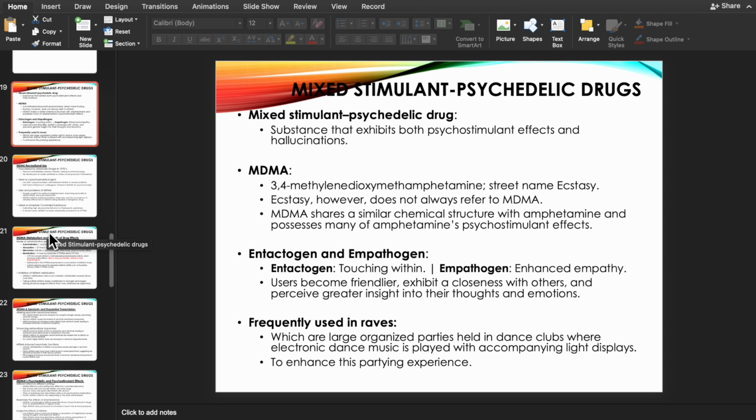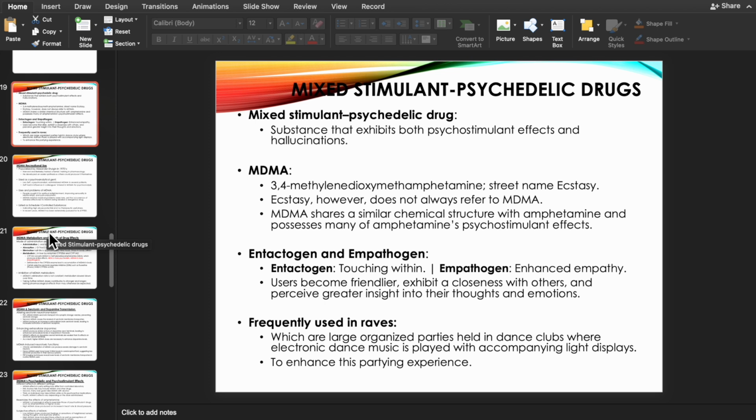So methylenedioxymethamphetamine, try saying that fast three times. This is MDMA, and it shares a similar structure with amphetamine, so it will cause stimulant effects. MDMA causes people to be touchier and have enhanced empathy. Users become friendlier, like they're more in touch with their emotions. You might also know MDMA as ecstasy.